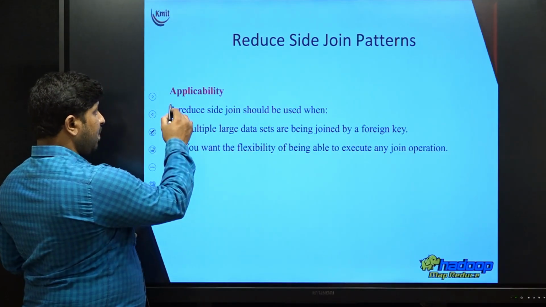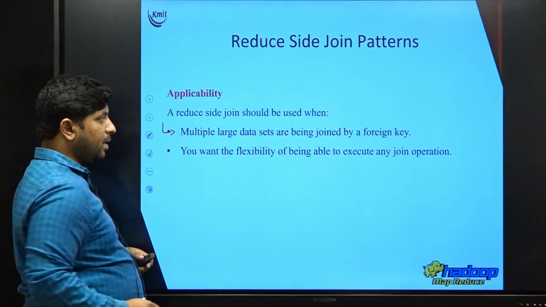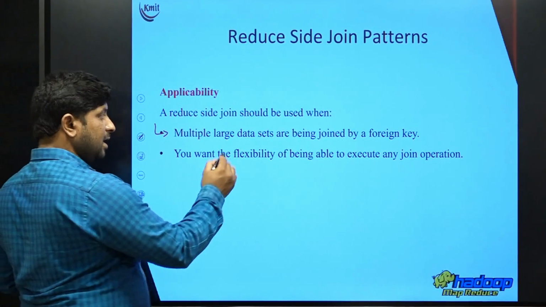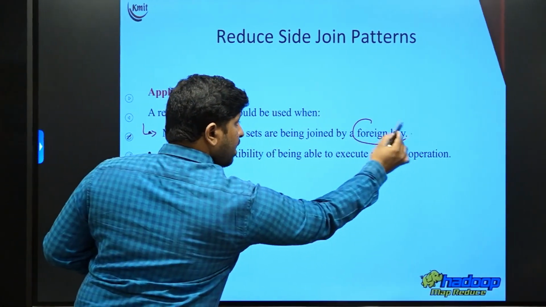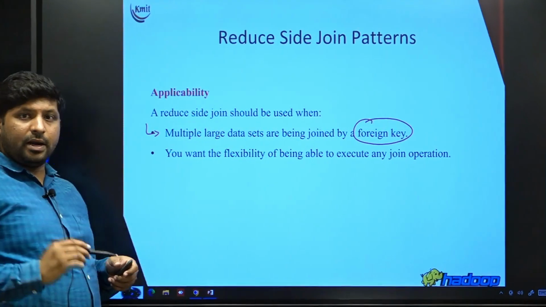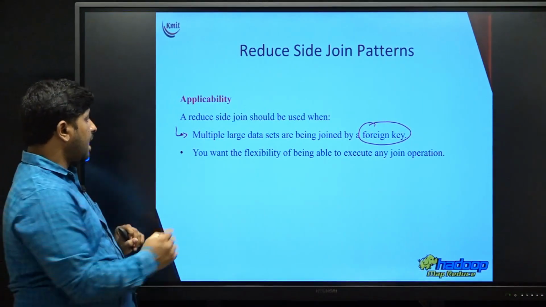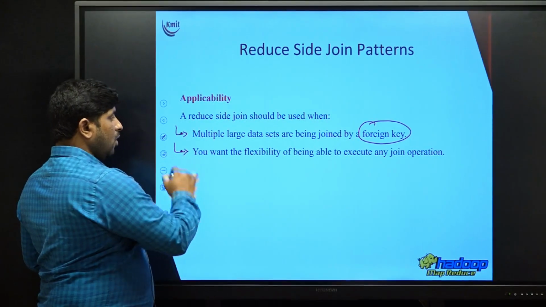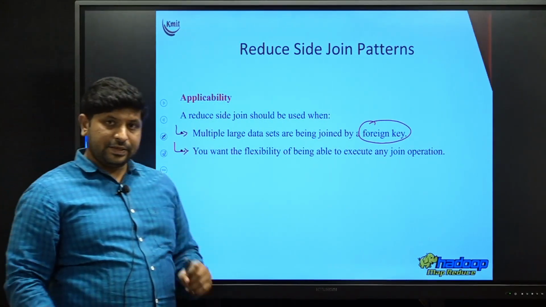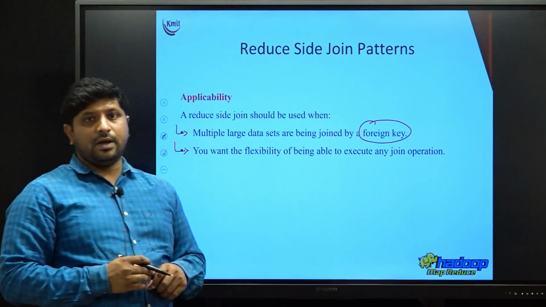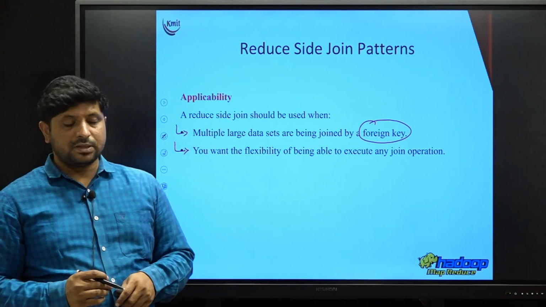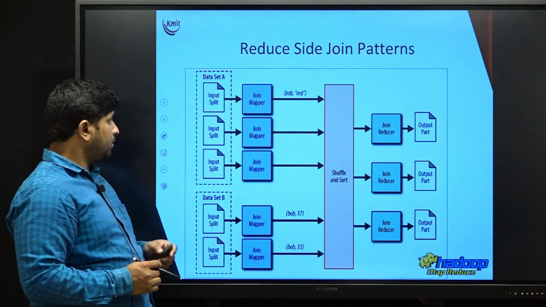And applicability: where you are dealing with multiple data sets, and at least one particular field should be common in all the data sets. And the second thing is, if you are executing join operations, then reduce side join design patterns are going to be preferred the most.